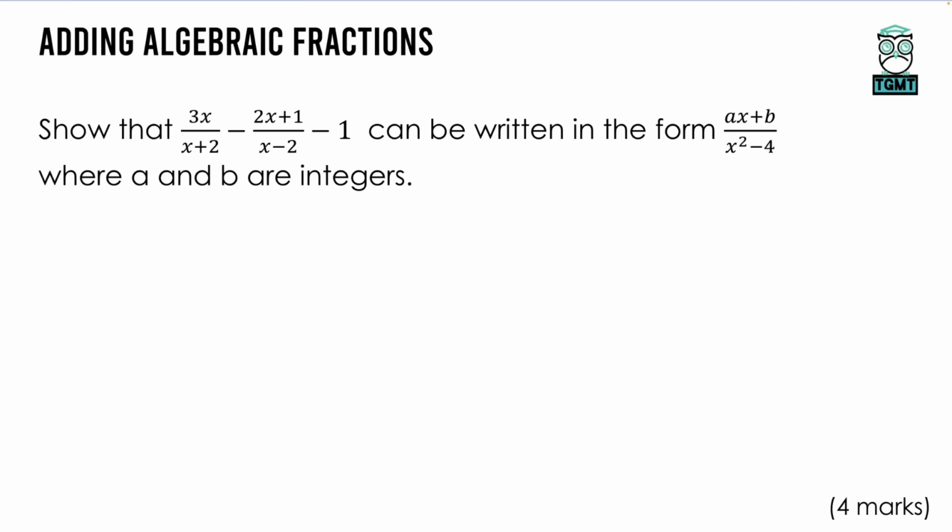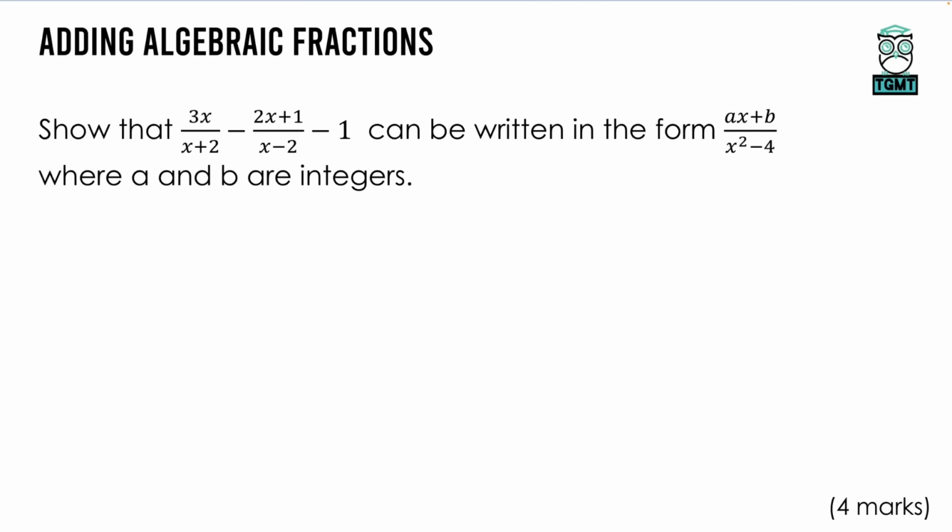For this next algebraic fraction, we are adding or subtracting. In this particular one, we are actually subtracting here. It says show that, and then we have a big calculation to work out. But it says show that it can be written in the form ax plus b over x squared minus 4, where a and b are integers. Now when we are adding and subtracting, the same as just with normal numbers, we do that from left to right.